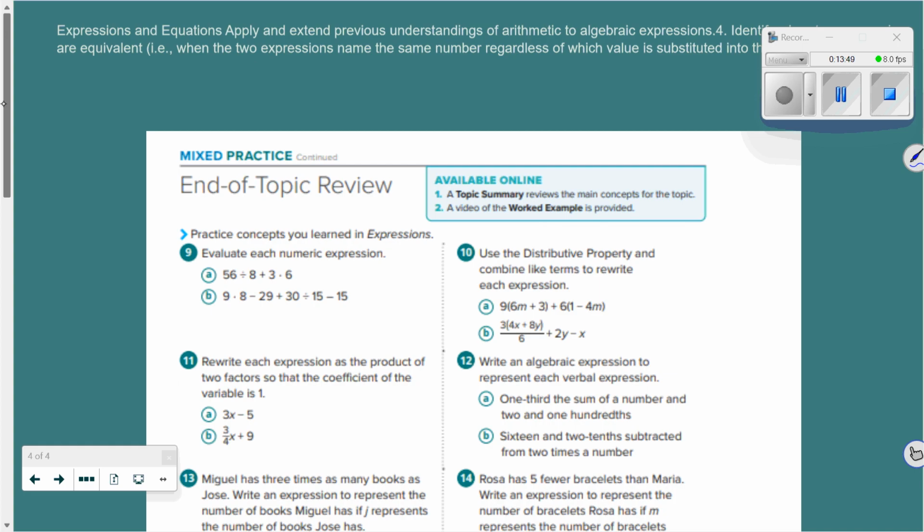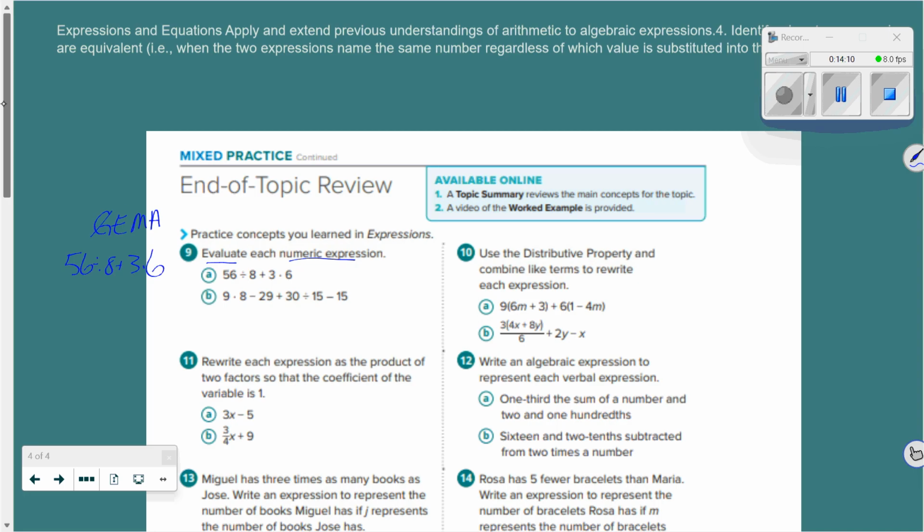Number 1, evaluate. That means give me the answer. So we're evaluating each of them. These are our GEMA questions. So I'm going to rewrite this, because the most important part in your GEMA questions is making sure you're following the operations. 56 divided by 8 plus 3 times 6.